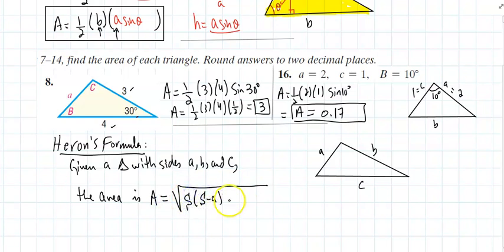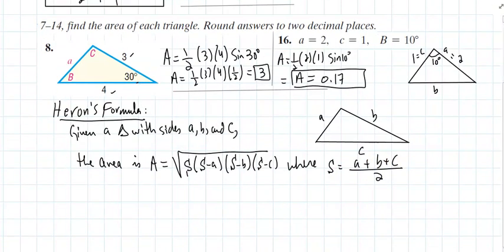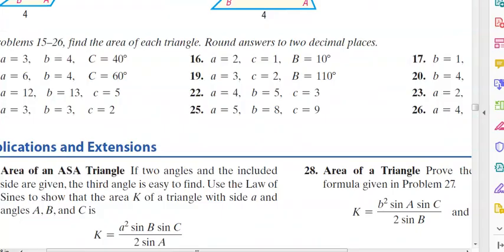S minus B and S minus C, where S is almost the average: A plus B plus C divided by, not 3, by 2. And that's pretty much it. Now, I provide Heron's formula on the exam if I ask for that. As for the other formula, you need to remember or memorize it.